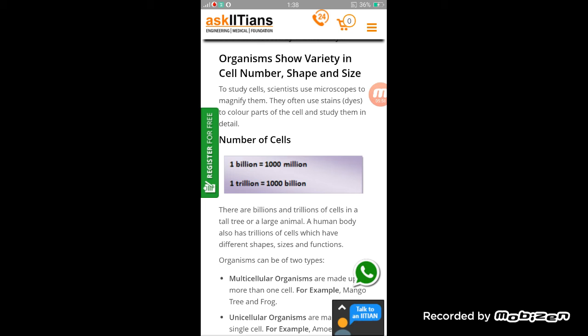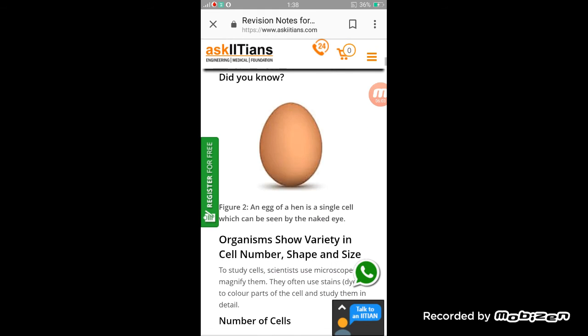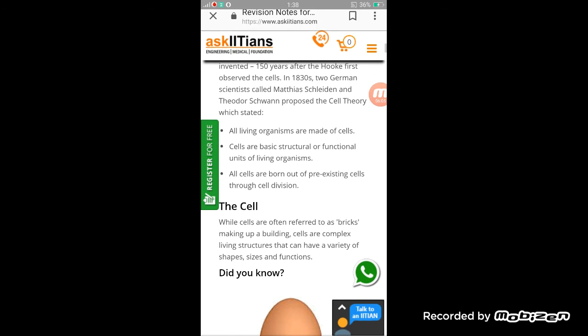Now we'll study how organisms show variety in cell number, shape and size.